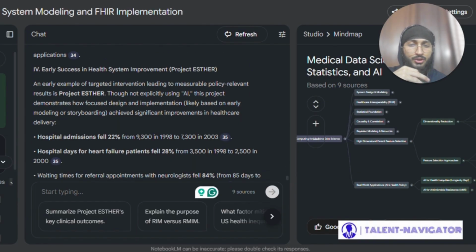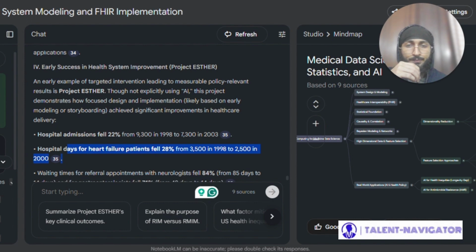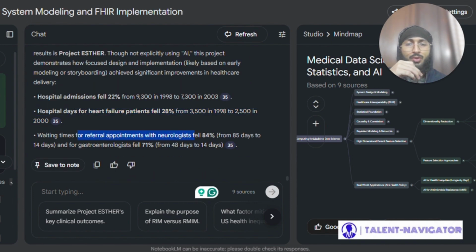Hospital admissions fell 22% from 9,300 in 1998 to 7,300 in 2003. Hospital days for heart failure patients fell 28% from 3,500 in 1998 to 2,500 in 2000. Waiting times for referral appointments with neurologists fell 84% from 85 days to 14 days, and for gastroenterologists fell 71% from 48 days to 14 days.